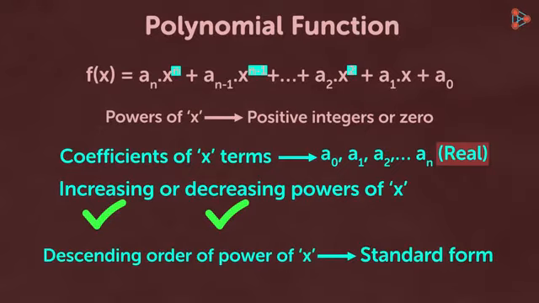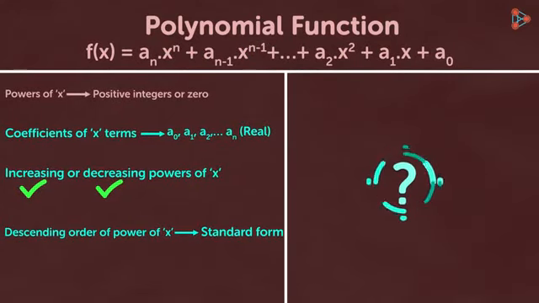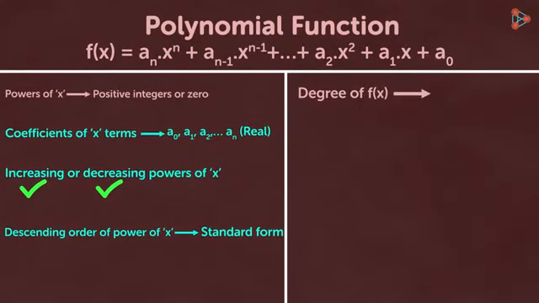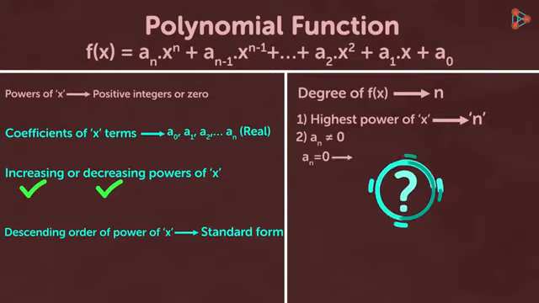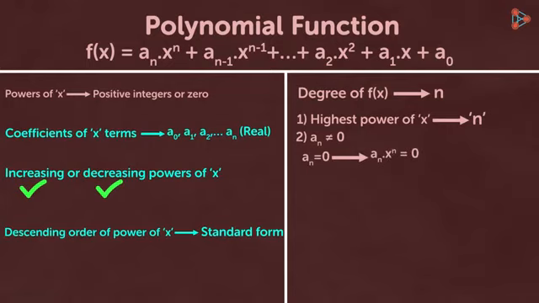Now, what's the degree of a polynomial function? Can we say that the degree of a function is n? This happens when the highest power of x is n and the coefficient of x raised to n, a_n, is not equal to 0. What happens when a_n is equal to 0? Then the term a_n multiplied by x raised to n would be 0, making the degree of the polynomial n minus 1. So we know what the degree of a polynomial is.